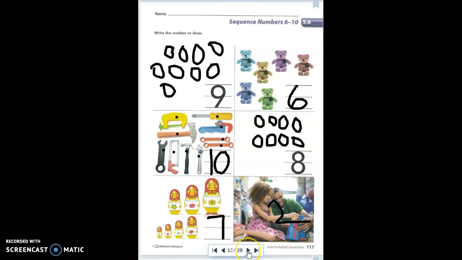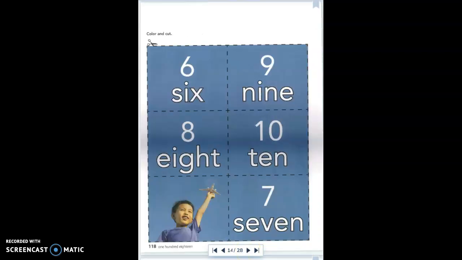Alright, let's turn our page over to the back, and on the back what we're going to do is we are going to cut out the pictures or the boxes on the dotted line. We're going to trace the numbers, and then we're going to put the numbers in order. Hopefully you saved your number cards from earlier, and you can put them all in order from 0 to 10.